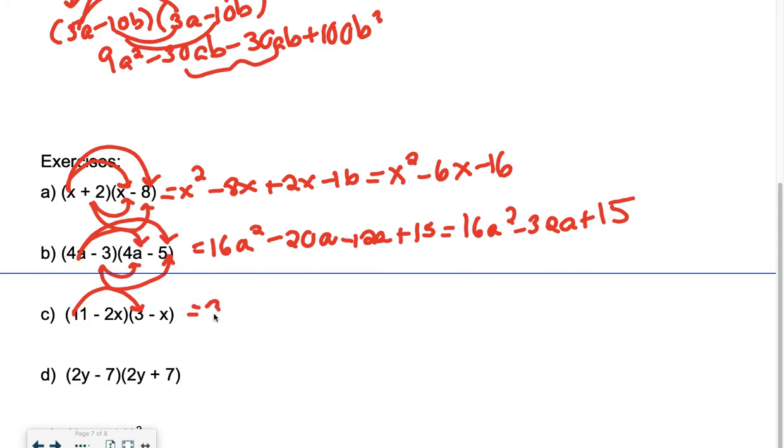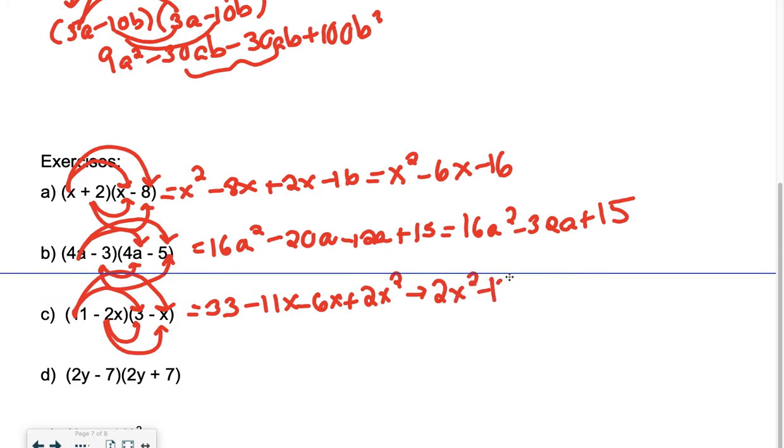11 times 3 is 33. 11 times negative x is negative 11x. Minus 6x plus 2x squared. 2x squared minus 17x plus 33. I like to write my answers in standard form.